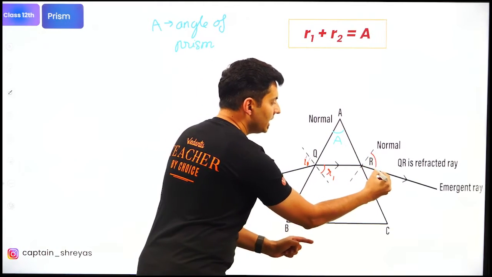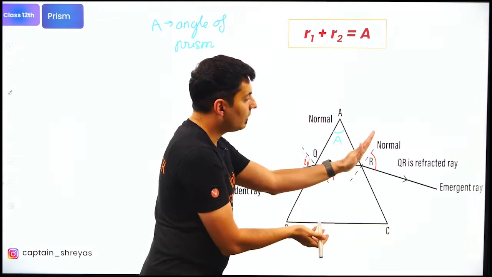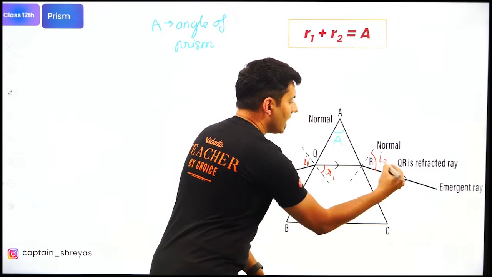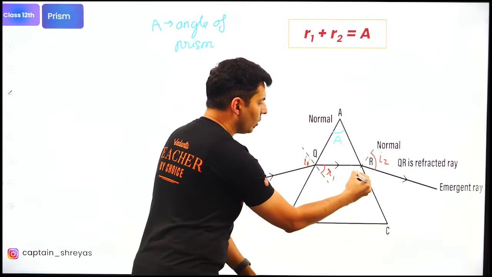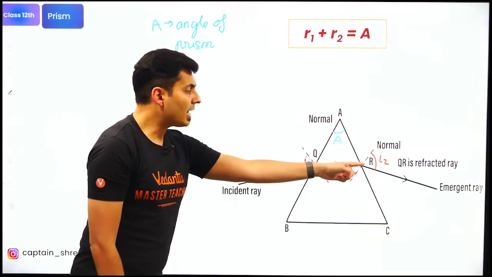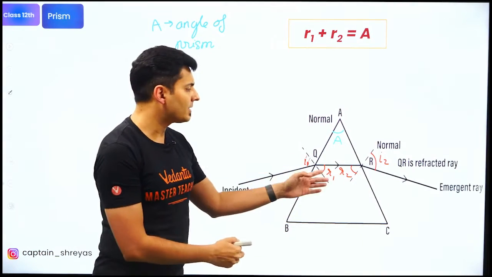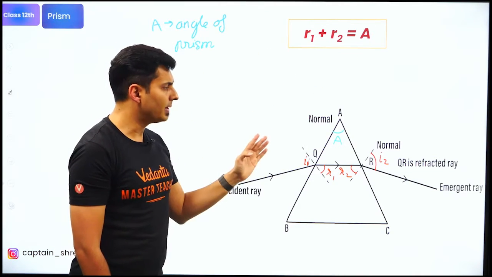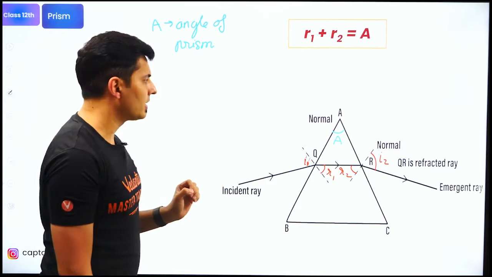Then the emergent angle, the angle that the light coming out makes with the normal, is called I2. And the internal angle over here for this ray is then called R2. Now these angles are also related to each other. Like you can see, R1 plus R2 is equal to A, which can be proved geometrically. That's a very, very important relationship.